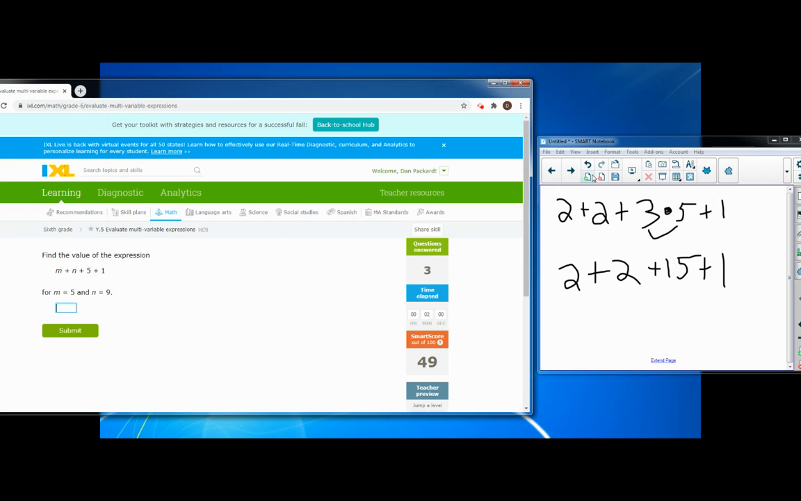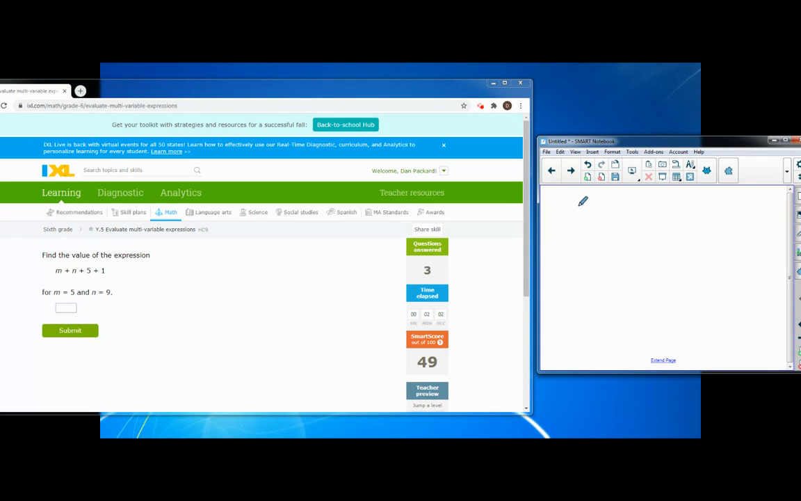Okay, here's one with 4 in it again, so we're going to write it out. So we've got M, which is 5, plus N, which is 9, plus 5, plus 1. So it's going to get me 14, 19, 20.